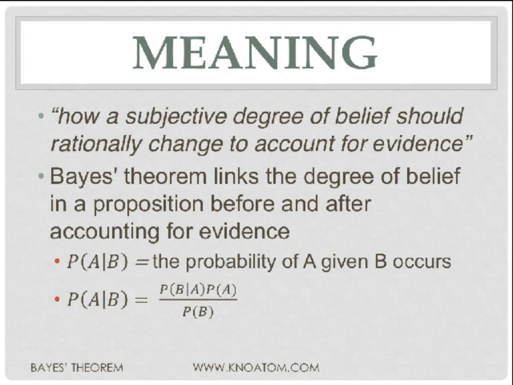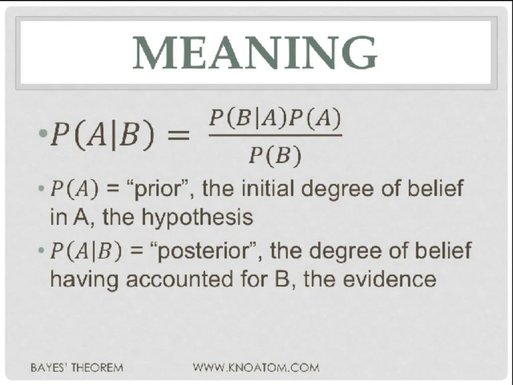P of A bar B just means the probability that event A will happen given that event B happened, or the probability of A given B. The probability of A is known as a prior, or the probability of A without taking into account any evidence. The probability of A given B is known as a posterior, or the probability of A given that B happened. A is a hypothesis, which is the event being looked at, say whether or not you're sick, and B is the evidence, which is that you're coughing.